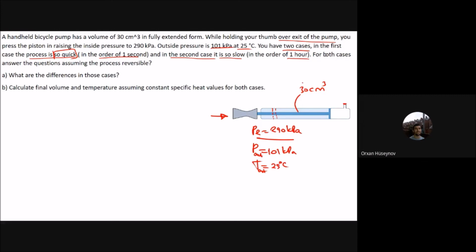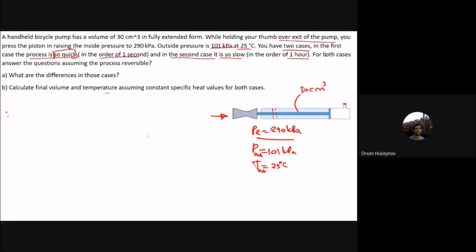Okay, then for both cases, firstly explain what the differences are in those cases. This is the first question. And the second question is: what is the entropy, final volume, and temperature, assuming constant specific heat for both of the processes. So it asks for the final volume and temperature, and the differences in those cases. Firstly, let's explain the first case, and then we go to the second case.